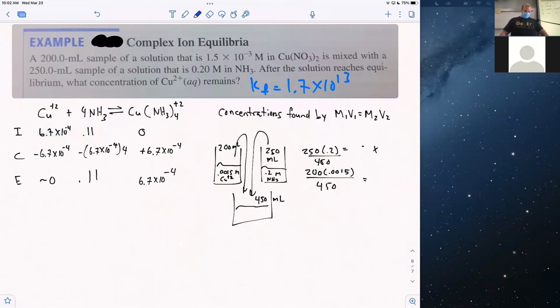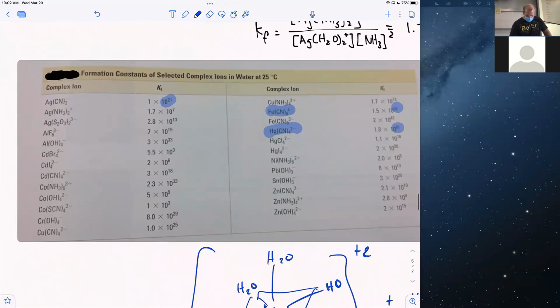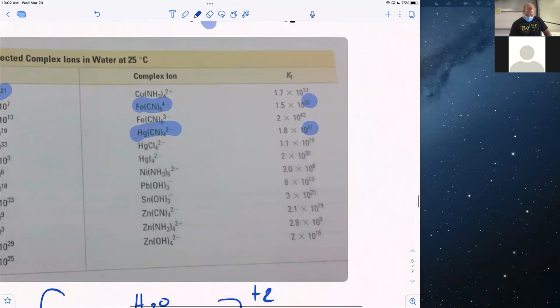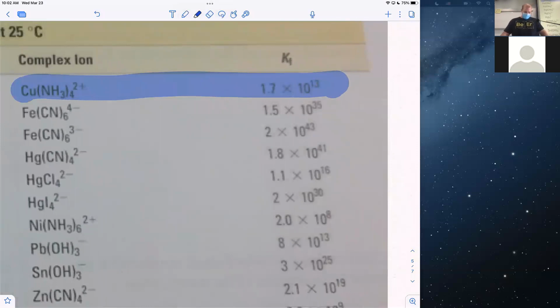So we have copper +2 plus 4 ammonias makes the copper ammonia +2 ion. Where am I getting these numbers from? Here we go. If you look at this chart here, you get this ion. Copper reacts with ammonia to form copper tetraammine. It's probably a tetrahedron if it's a 4 +2 ion.